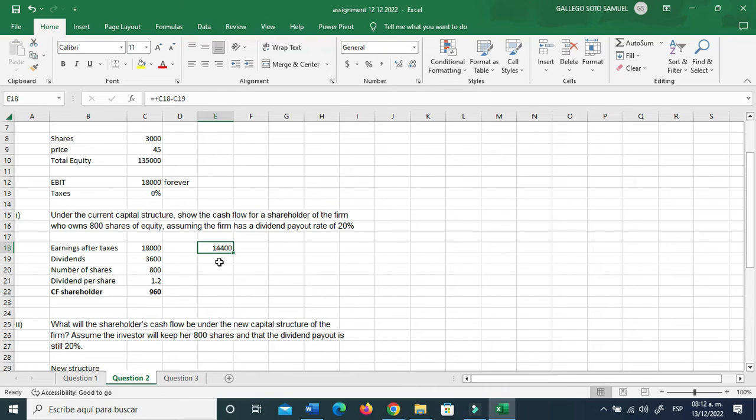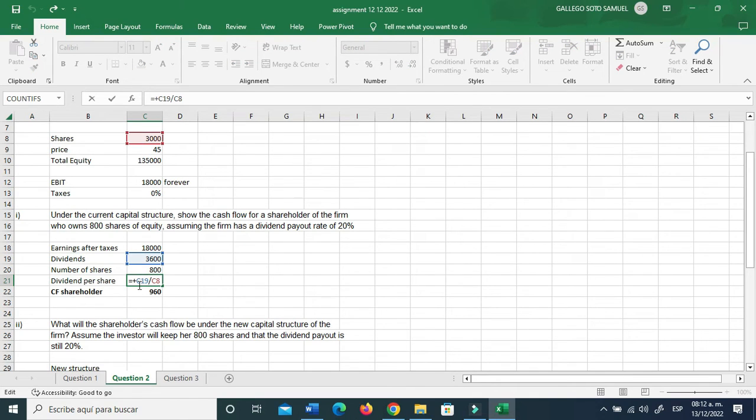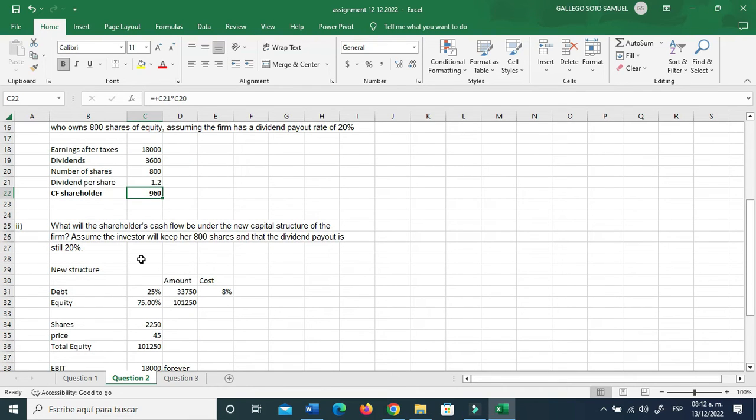14,400 pounds are going to be kept in the company in order for it to grow, to make investments, and to increase its working capital and stuff. And the other part, which is 3,600, we're going to be splitting between all the shareholders. That means that the dividends per share are going to be 3,600 divided by 3,000, which is the number of shares. Since this person has 800 shares, the cash flow is going to be 1.2 times 800, right?